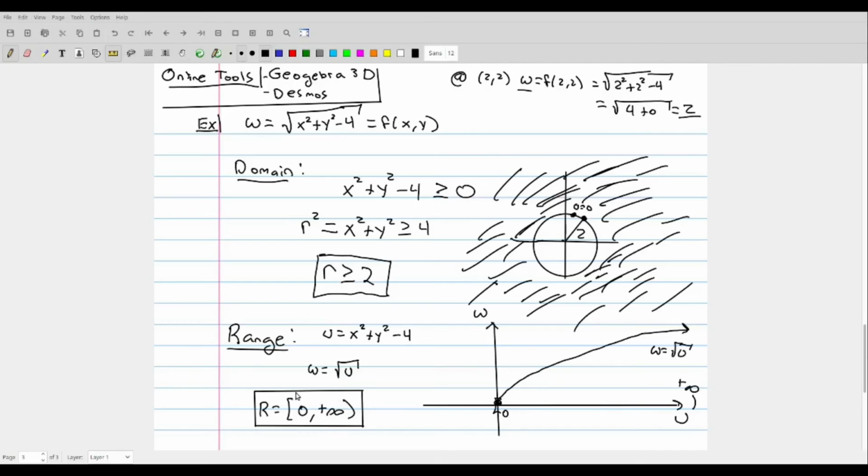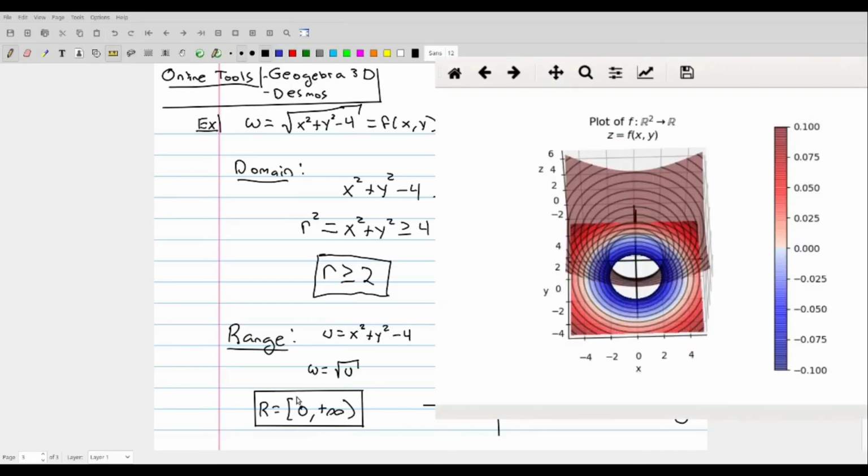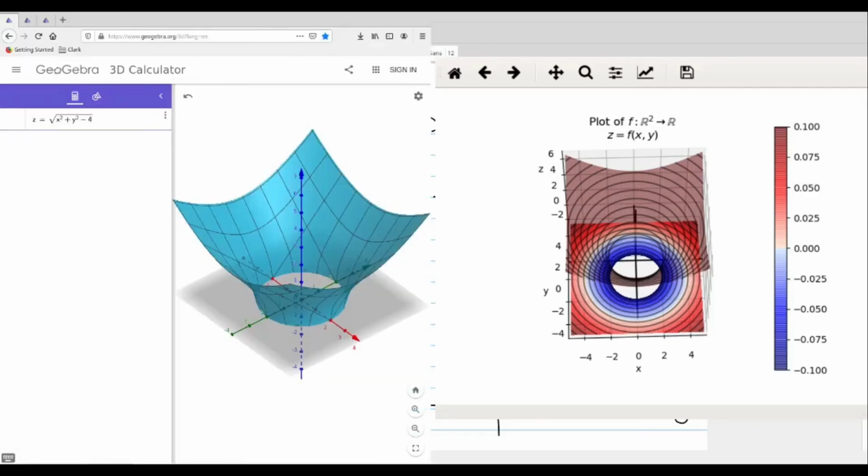And we'll see that what we've done is verify exactly what I was talking about. Here we have them side by side. On the right hand side is my Python output, and on the left hand side is my GeoGebra plot. You can see what I've entered into GeoGebra: z equals the square root of x squared plus y squared minus 4. And you see exactly what I'm talking about.